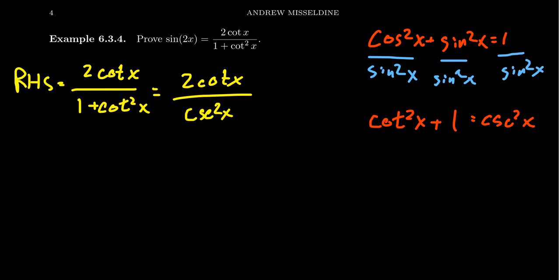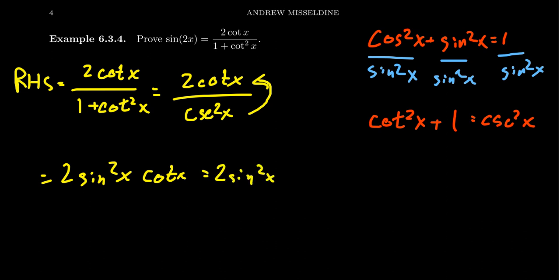And so then when I've done this, maybe the best strategy is to write things in terms of sines and cosines. So to accomplish that, the cosecants can come to the numerator as a sine. So we'll get 2 sine squared times cotangent of x. Cotangent, by the ratio identities, is going to be a cosine over sine. For which then we see that the sines cancel, at least the sine in the denominator cancels with one of the sines in the numerator.